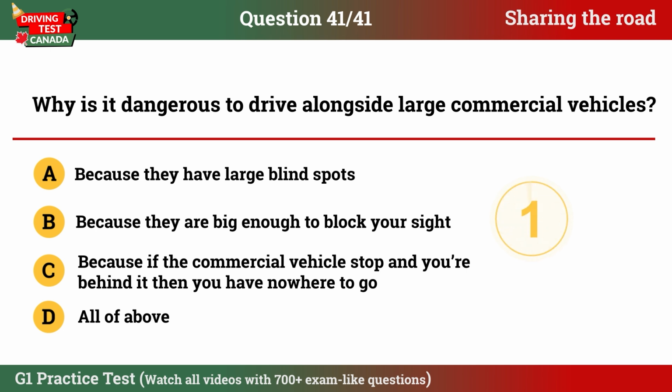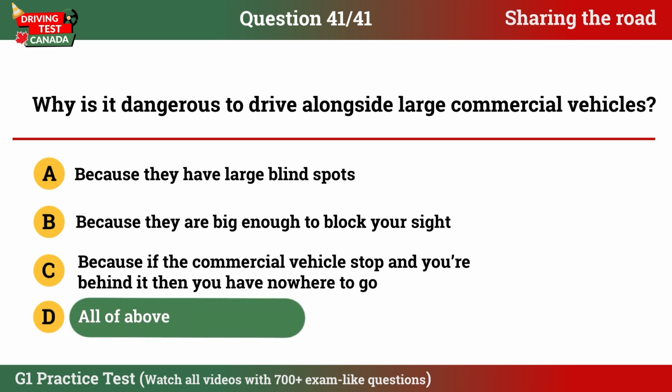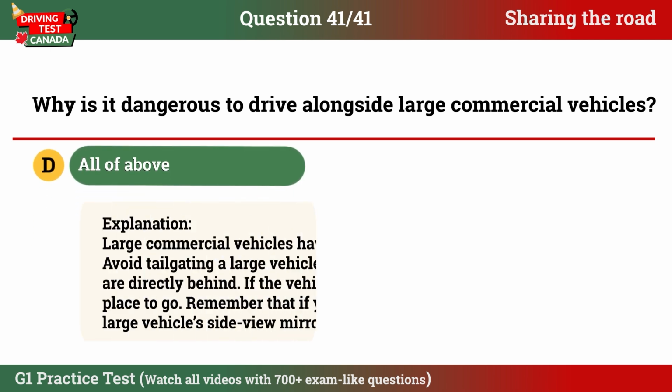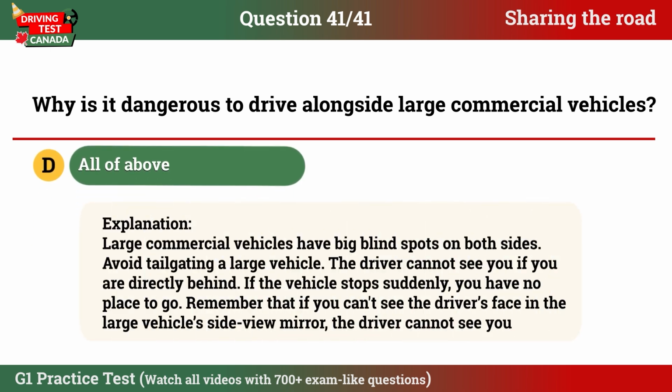The correct answer is D. All of above. Explanation. Large commercial vehicles have big blind spots on both sides. Avoid tailgating a large vehicle. The driver cannot see you if you are directly behind. If the vehicle stops suddenly, you have no place to go. Remember that if you can't see the driver's face in the large vehicle's side view mirror, the driver cannot see you.